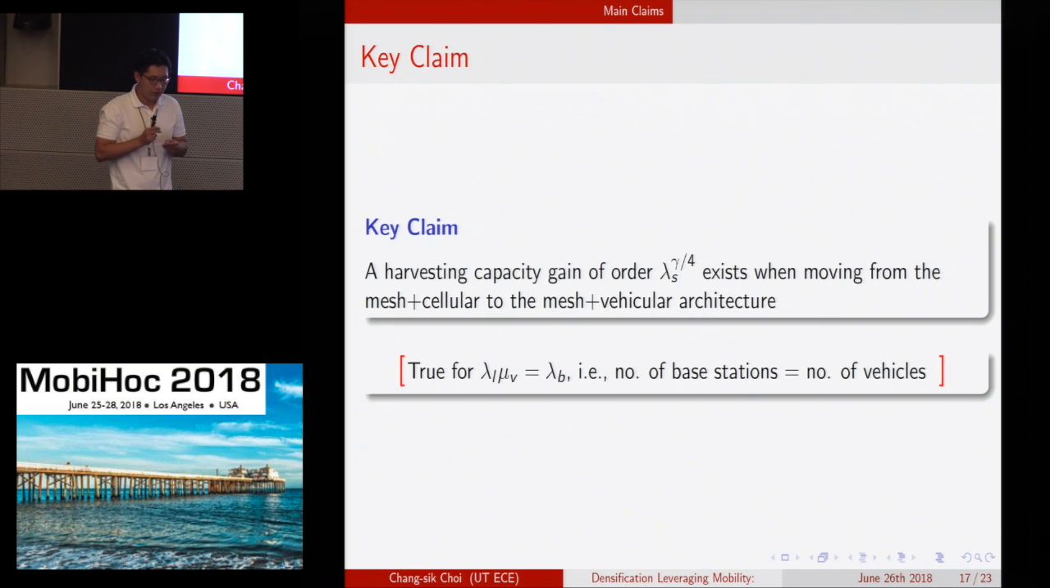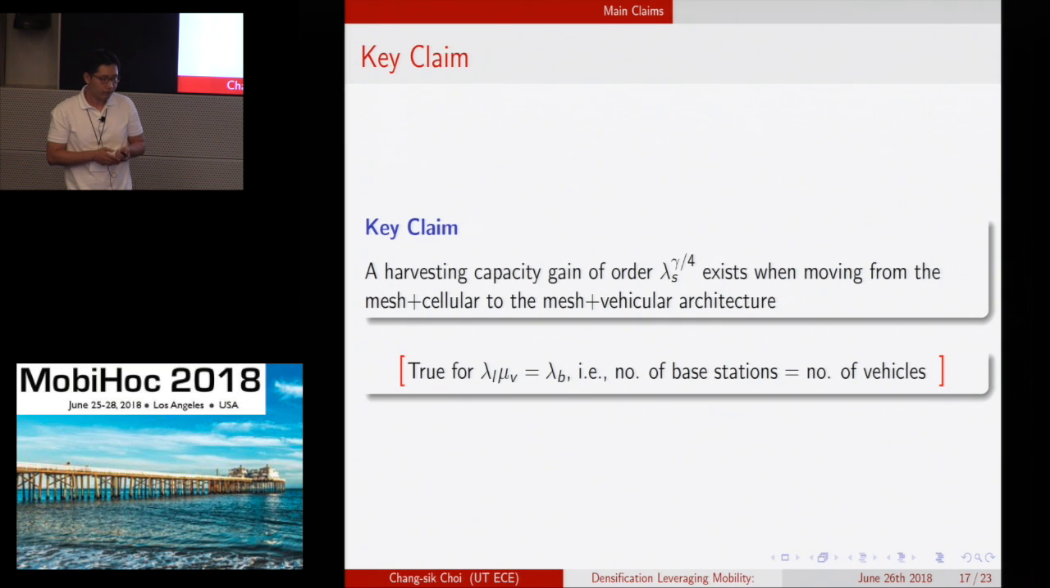I'd like to stress two things. First, it's true when you consider the same density for the vehicles and the same density for the base stations. It means that this harvesting capacity gain exists when the mean number of base stations and the mean number of vehicles are the same. And the second thing is this gain is of order scale. So if you have more and more IoT devices, then your harvesting capacity gain will increase.